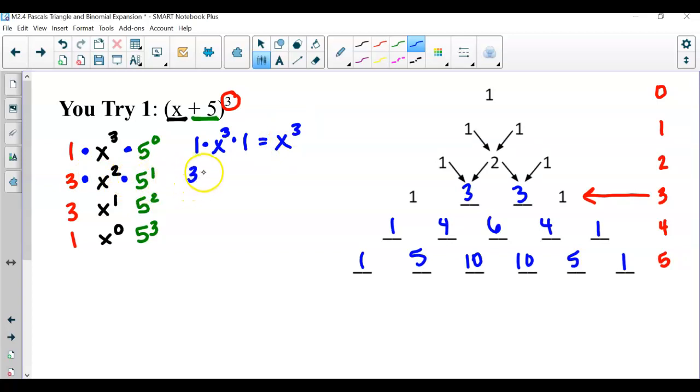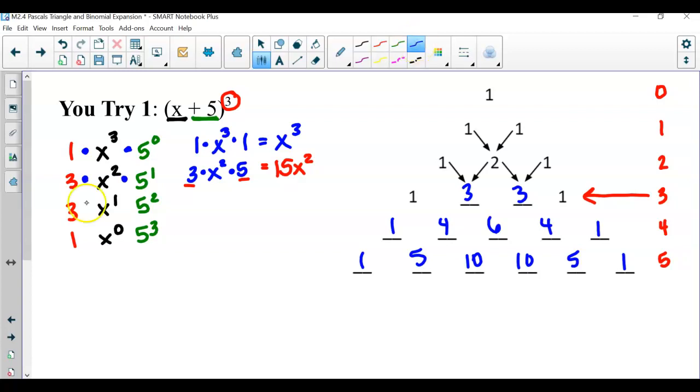So 3 times x squared times 5 to the first, which is 5. Then notice you have 3 times 5, which is 15. So 15x squared. So go ahead and pause the video and do these last two rows, and let's make sure you get the last two terms.